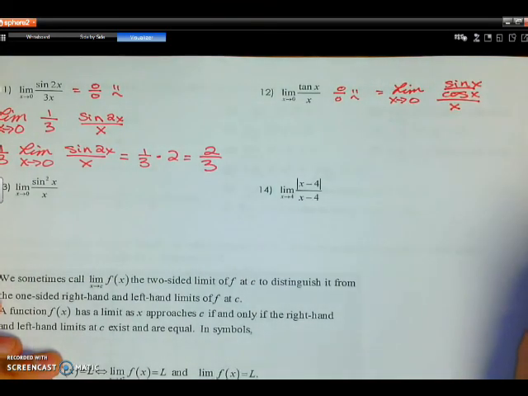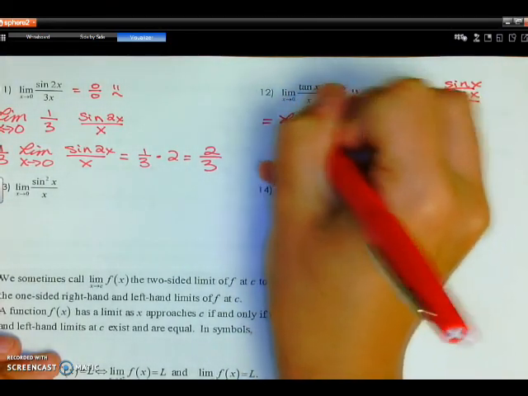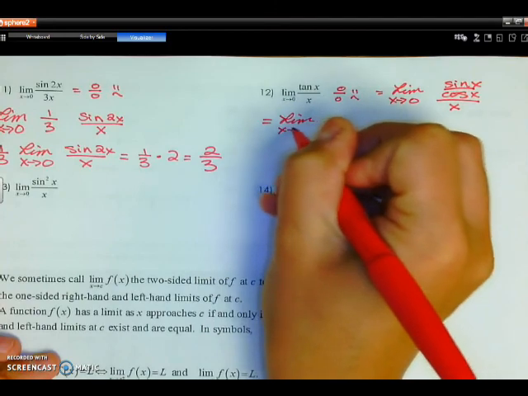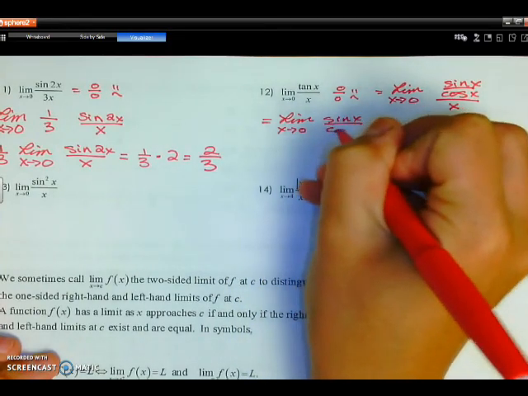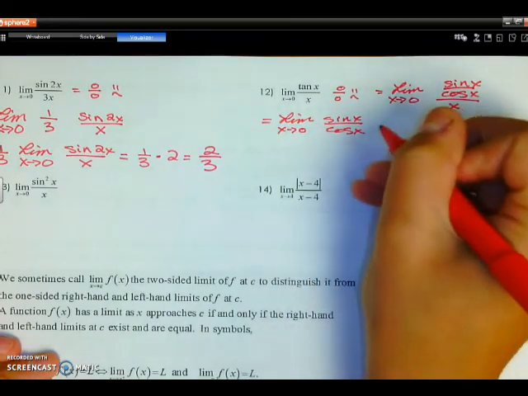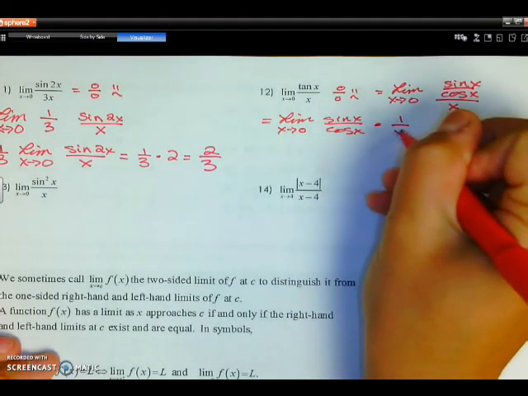So I still got that. And then maybe you can rewrite that complex fraction. Again, I'm still rewriting the limit as x approaches 0. So I'm going to write it as sine x over cos x, and instead of divided by x, I'm going to multiply by 1 over x.